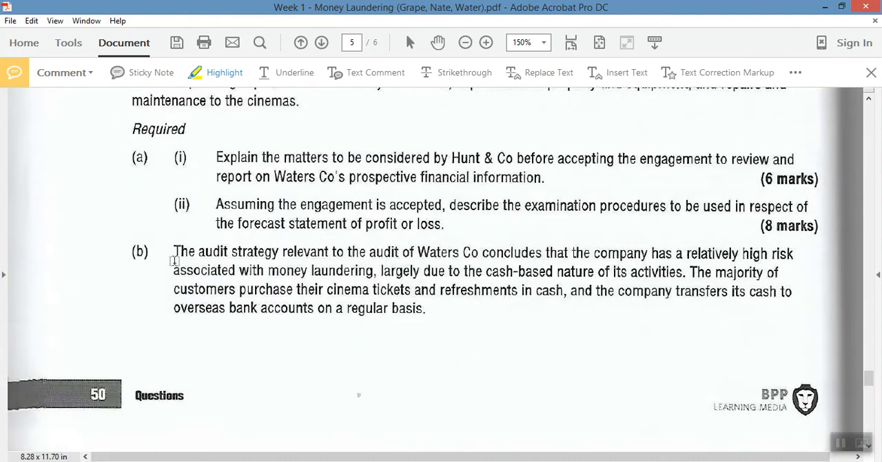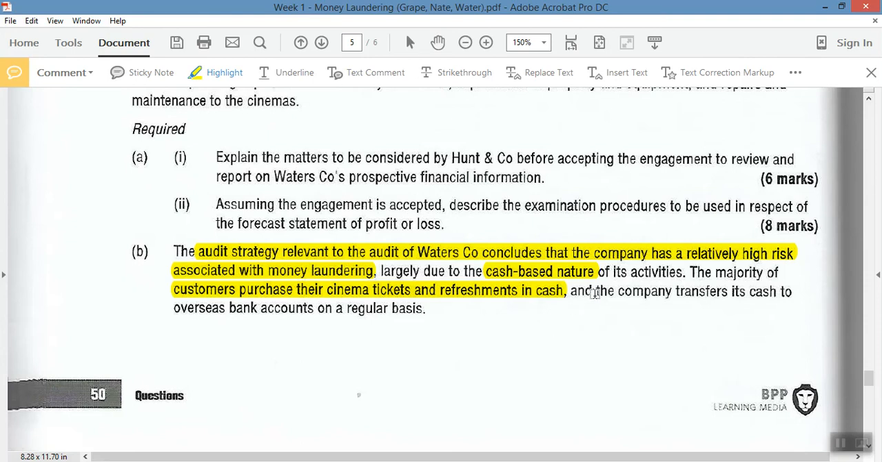Money laundering. Okay, so the audit strategy relevant to the audit of Waterco concludes that the company has a relatively high risk associated with money laundering. Why high risk? Because of the cash-based nature. The majority of customers purchase their cinema ticket and refreshments in cash. So when cash comes in, in the exam, you have to be very careful. When cash comes in, you have to be very alert. The company might be involved in money laundering. Because you are an auditor, you have to exercise professional skepticism.